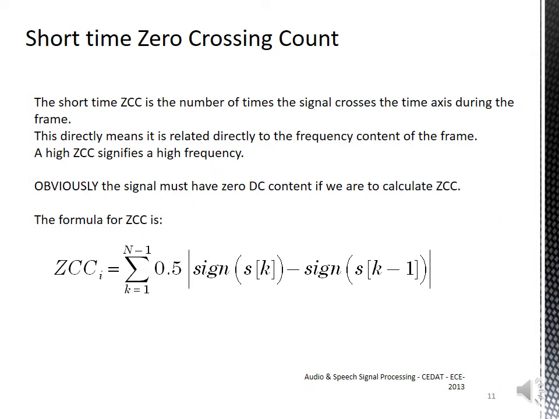But what we do if you have an array of values and you want to remove the DC content from the array, you get the average of all the elements in the array, and then you subtract that average from each individual element.